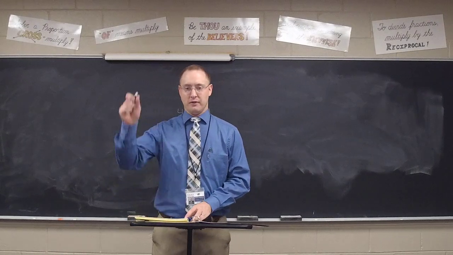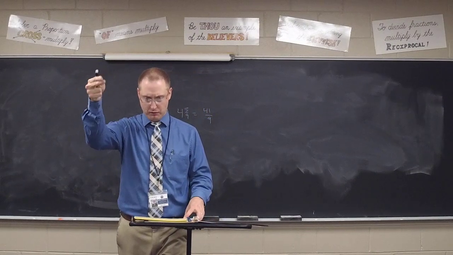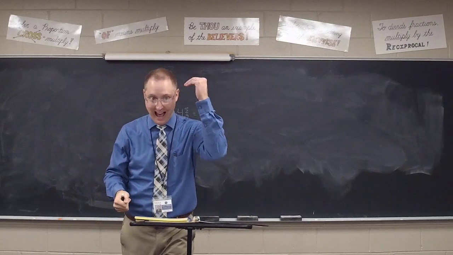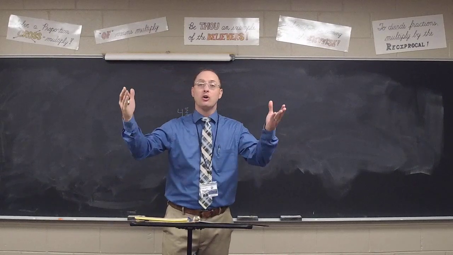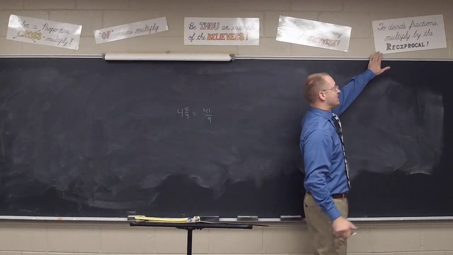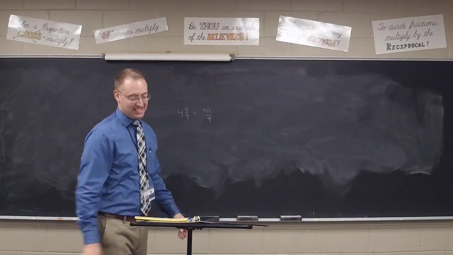All right. So the first fraction, keep it. Second thing, we change division, class, to multiplication, and then we flip the one after the division sign, right? Multiply by the reciprocal. Okay. By the way, notice the spelling on reciprocal. That's how you spell that.